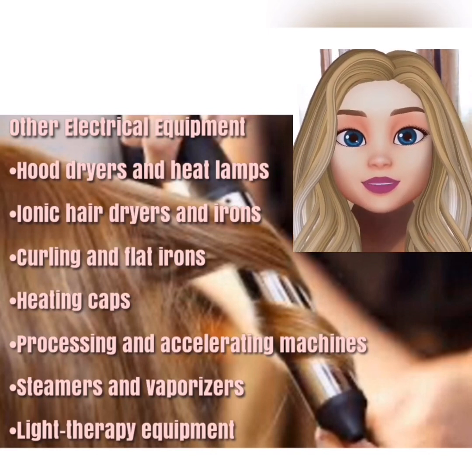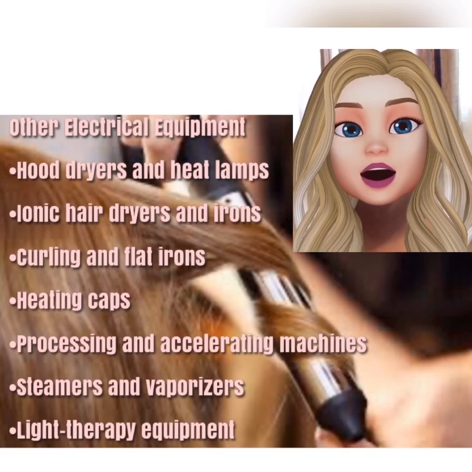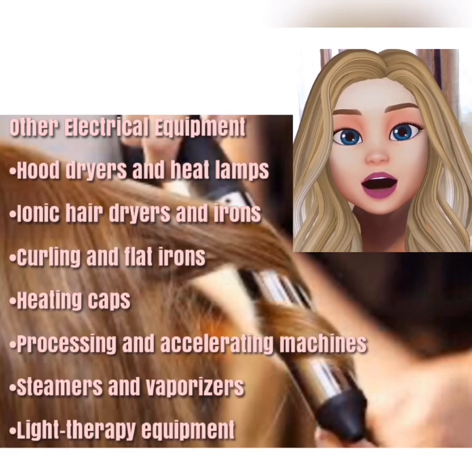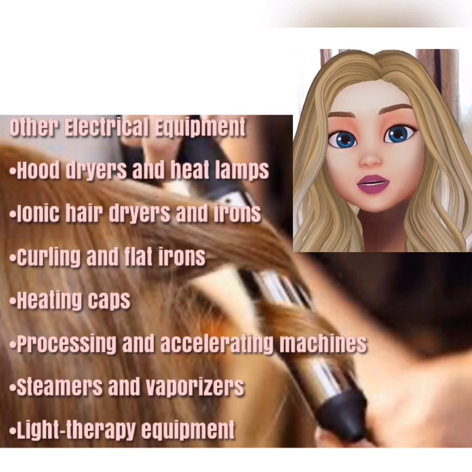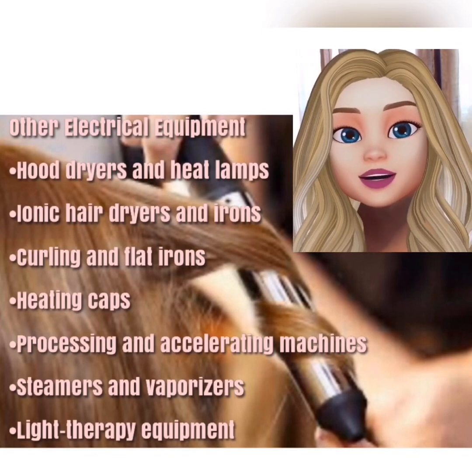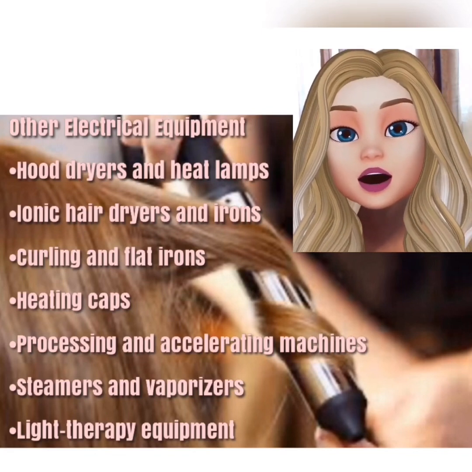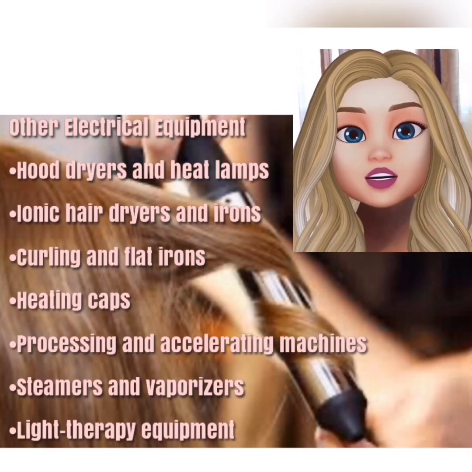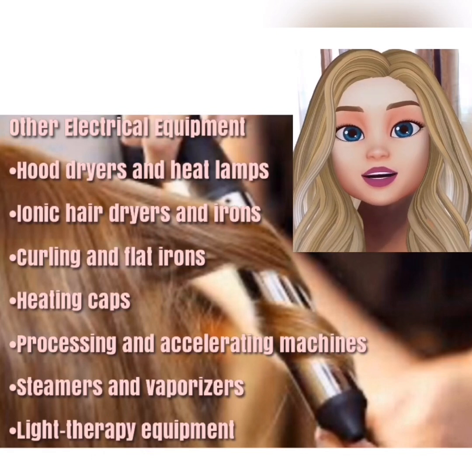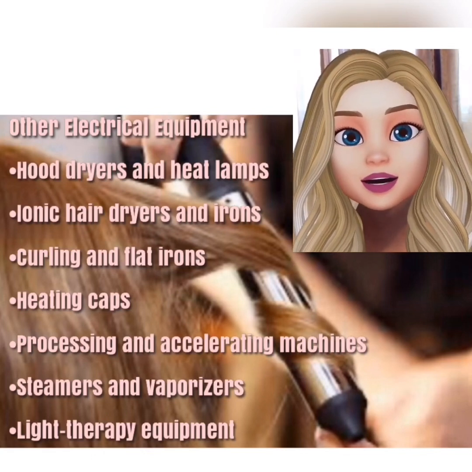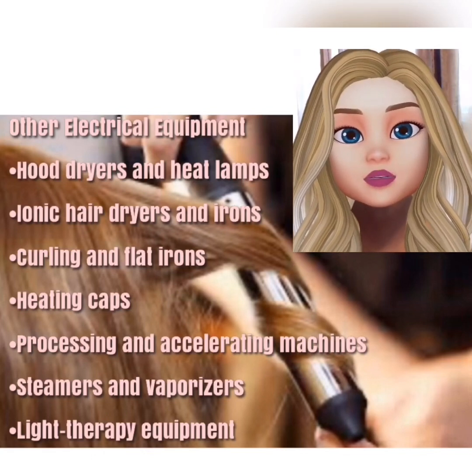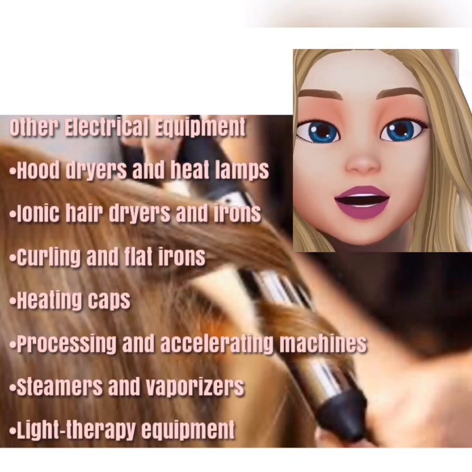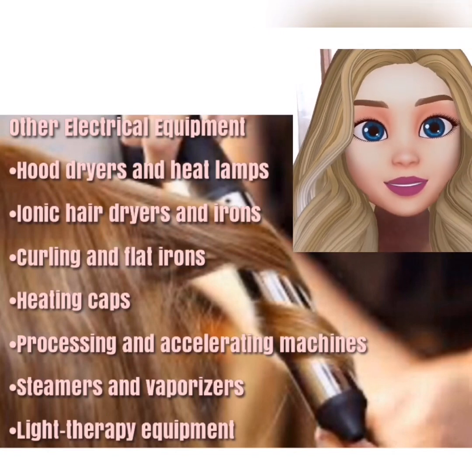Heating caps provide a uniform source of heat and can be used with hair and scalp conditioning treatments. Hair color processing or accelerating shortens the time it takes to process chemical hair services. These processors usually look similar to a hooded dryer and dispense a hot water vapor instead into the hood. Steamers or vaporizers produce moist, uniform heat that can be applied to the head or the face.